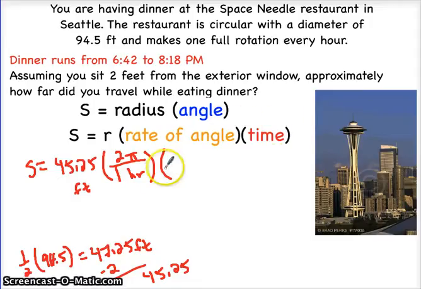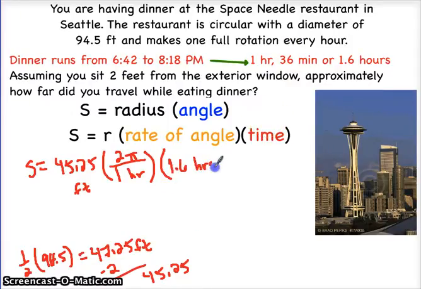Well, if we take that times the number of hours, we should be able to cancel down to feet times radians. And remember, if we don't label our radians, we should be just a label of feet, how far we've traveled. Well, 6:42 to 8:18 is an hour and 36 minutes, and 36 over 60 is essentially 6/10, or 1.6 total hours. So we're just going to plug in 1.6 hours here.